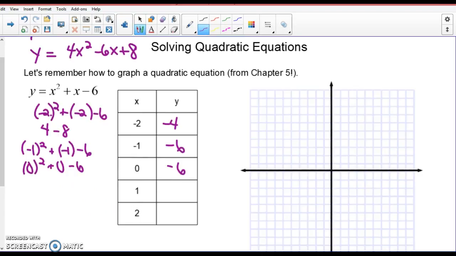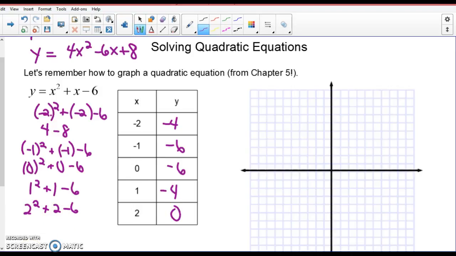If I plug in 1, I'm going to have 1 squared plus 1 minus 6. That's 2 minus 6, -4. And if I plug in 2, I'm going to have 2 squared plus 2 minus 6. You see what I'm doing? I'm plugging in these values for x. This will be 4 plus 2 is 6, minus 6 is 0.